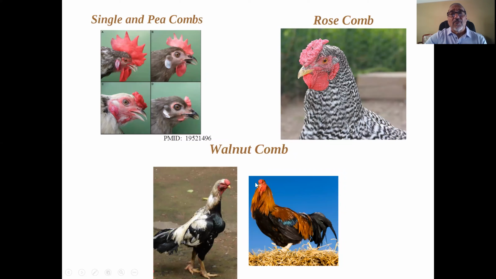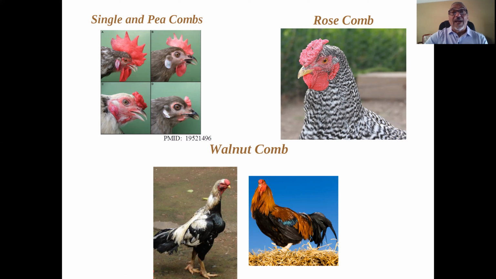Somehow we keep changing slides. And here are 2 different individuals with walnut combs. And you can see why sometimes it's called a pin cushion. It looks like a pin cushion sewers might use. So these are the different types of combs.